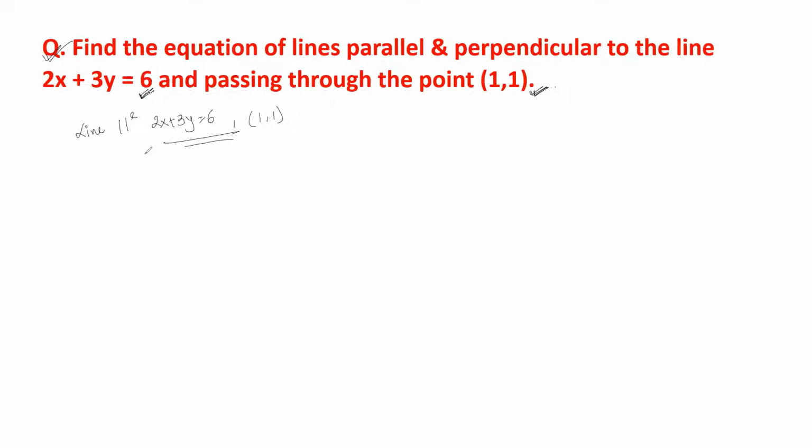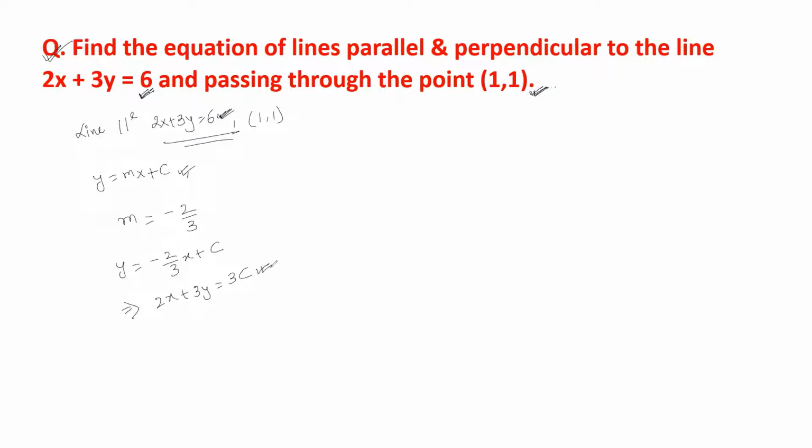Let us assume that the line which is parallel to the line 2x plus 3y equal to 6 is of the form, say, y equal to mx plus c. Since this line and this line are parallel, so their slopes would be same. So we can say that the slope m would be equal to the slope of this line, which would be minus 2 by 3. So the equation would be y equal to minus 2 by 3x plus c. So if we rearrange this, this would be 2x plus 3y equal to 3c.